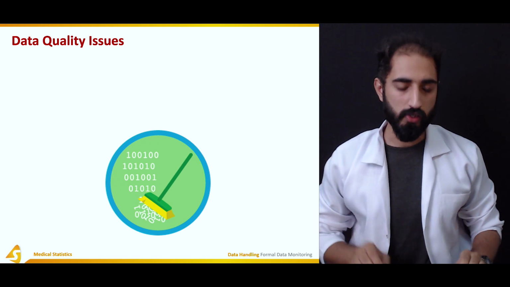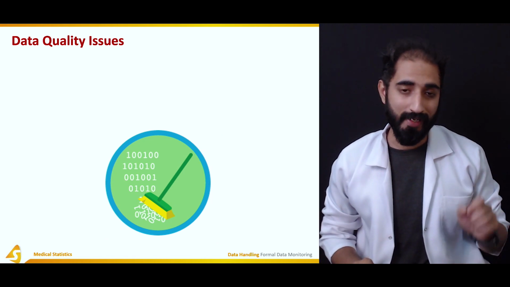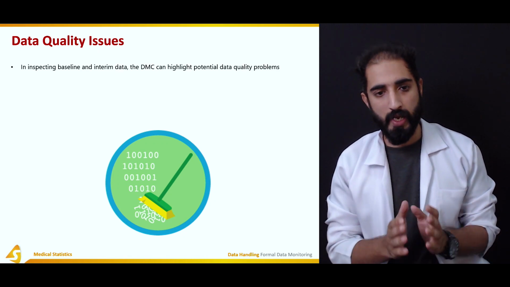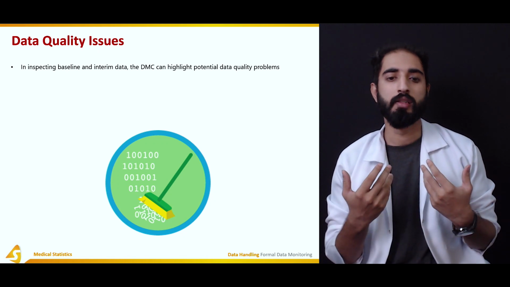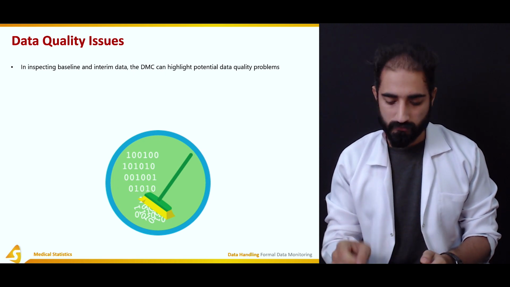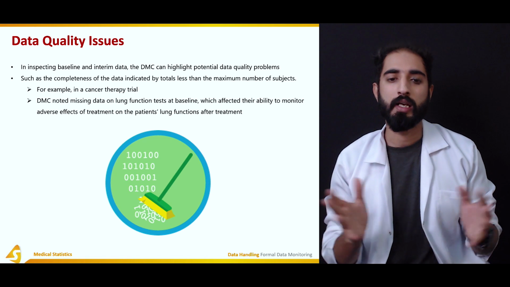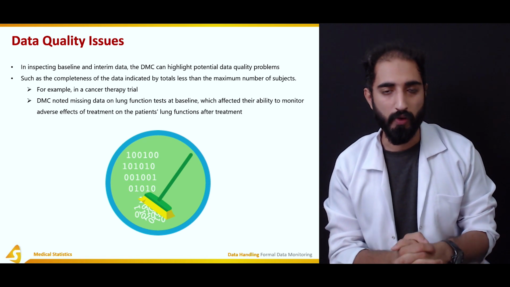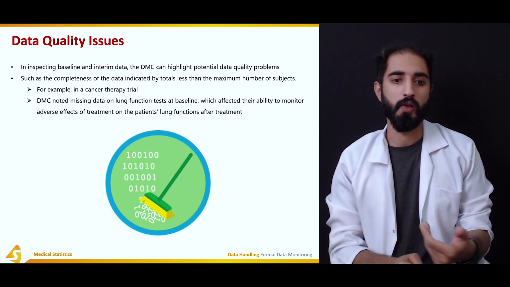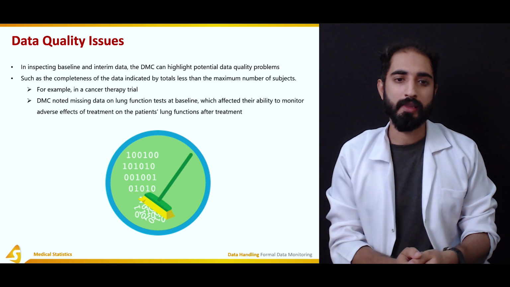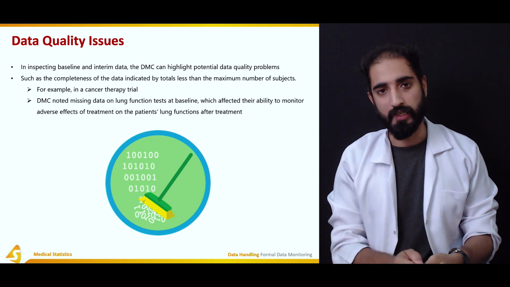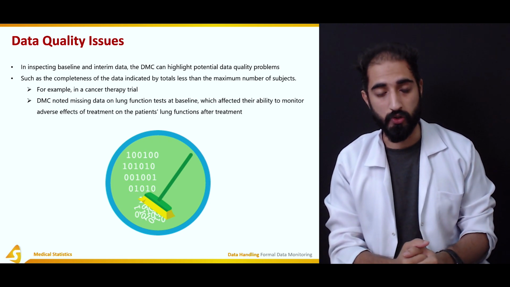Now, data quality issues are very explicitly and very aggressively monitored by the data monitoring committee. In inspecting baseline and interim data, the DMC can highlight potential data quality problems, such as the completeness of the data indicated by totals less than the maximum number of subjects. So if there is loss to follow up, why was there a loss to follow up? If there are missing values, why are there missing values? And data quality as well, in the sense of whether the data is entered in the correct form and whether the integrity of the data is good.